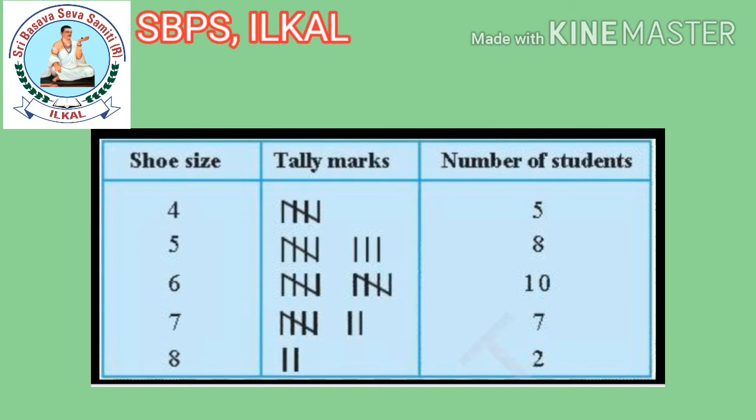Here we first put tally marks and then the number of students. This number of students is called frequency. Understood? Frequency refers to the number of times a particular event or a value occurs.